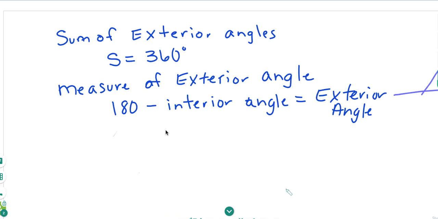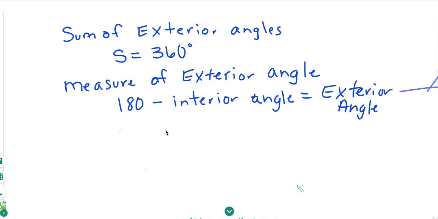Now let's take a look at the exterior angles. When we're talking about exterior angles, we're talking about the angles that are outside of the polygon. Their sum is always going to equal 360. And we can find the measure of an exterior angle by subtracting it from 180, because exterior angles are always supplementary to the interior angle of a polygon.